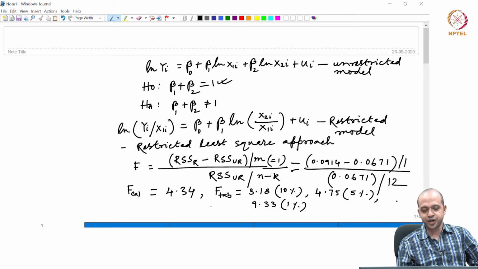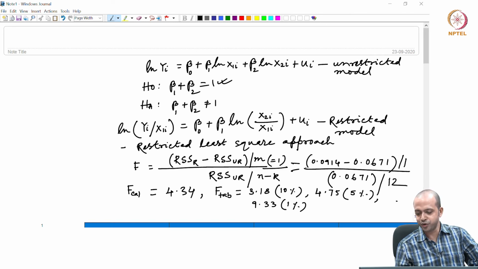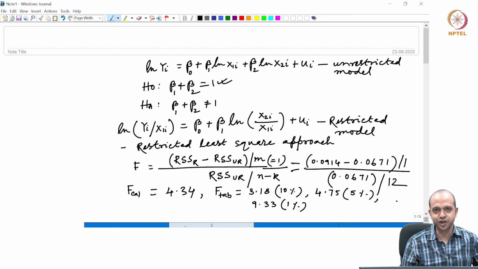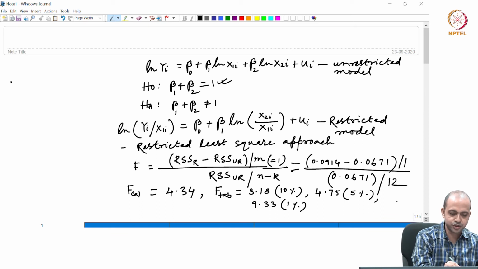calculated f is greater than the tabulated f only at 10% level of significance. So that means if you consider alpha equals to 10%, then only your calculated value is greater than the tabulated one, but for 5% and 1%, it is always lower. So what would be your conclusion? You can reject your null hypothesis. So the conclusion is reject H naught only at 10%.